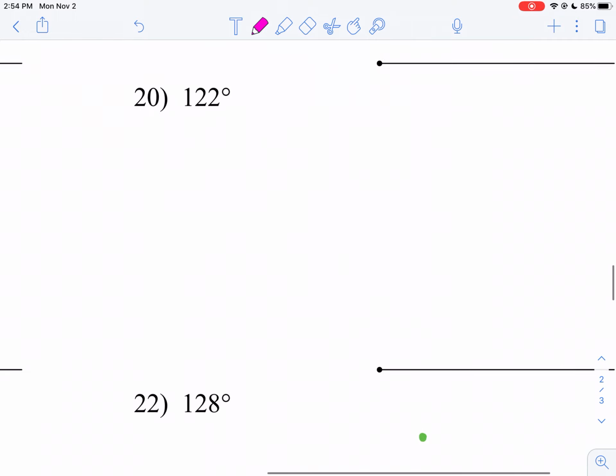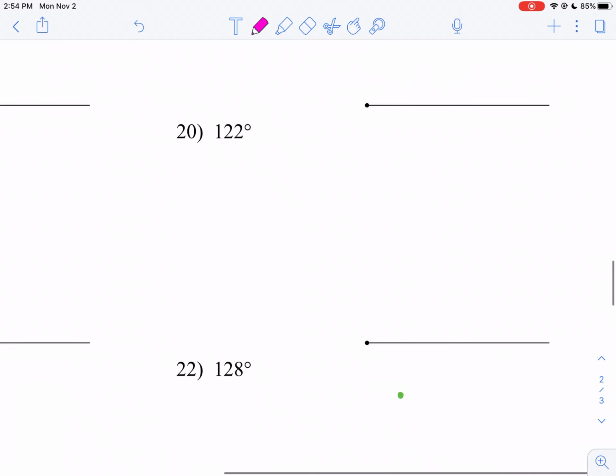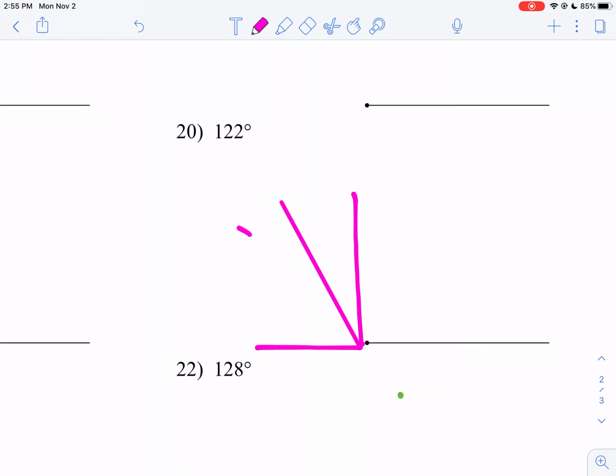122, how big is 122? Again, in relation to 90 degrees. I know that halfway between 90 and 180 is 135, so I know that 122 has to be less than 135. So maybe I'll go right here. And then I'm going to erase this and say that this is about 122. And again, we are just estimating, so you don't have to worry about being precise. Just don't draw an angle which is 15 degrees and say it's 120.